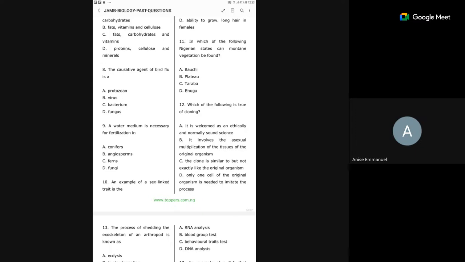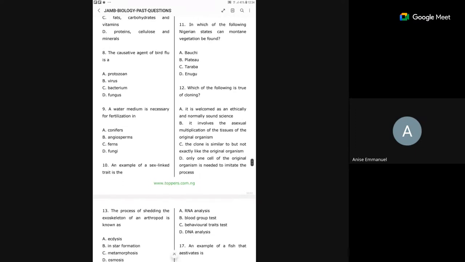The person extracted a particular cell from a sheep. After extracting it, he did some experiments on it, and he was able to make another sheep. The name of the sheep was Dolly. Dolly the sheep was the first case of cloning in the world. Cloning has to do with making a new offspring from the cells of an old one, such that both of them look so much alike.